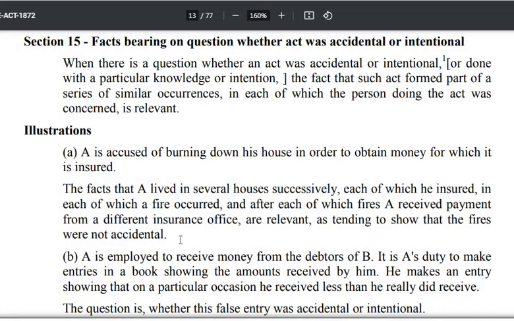मतलब आप जिस हाउस में रहोगे उसमें आग लग जाएगी, ये सब क्या है? जिस भी मकान में आप जाते हो उसमें आग लग गई. What does this mean? मतलब आप जानबूझ के कर रहे हो. अब इस वाले मकान में आप रह रहे हो, इसमें भी आग लग गई, and you are claiming insurance. So it is a part of series of occurrences, and that shows that it is not accidental, it is intentional.